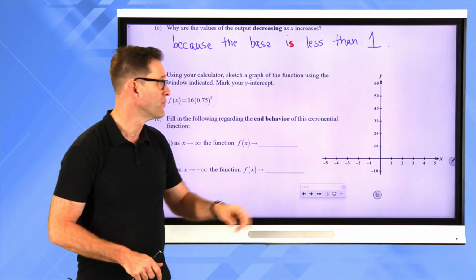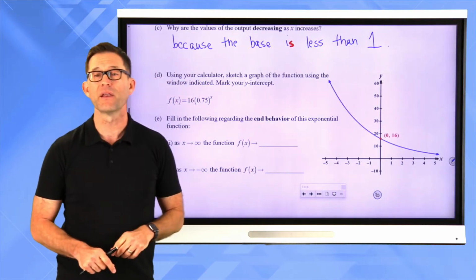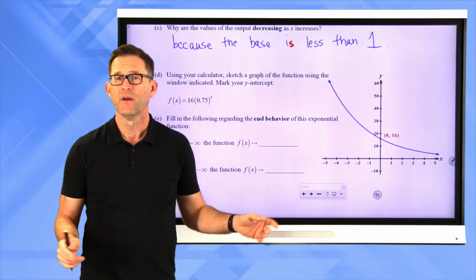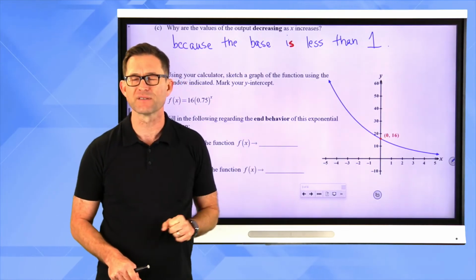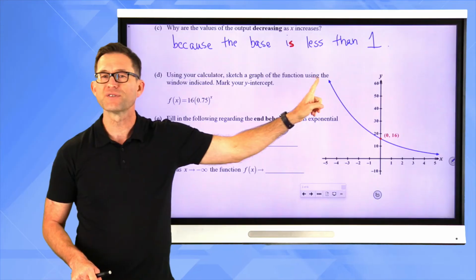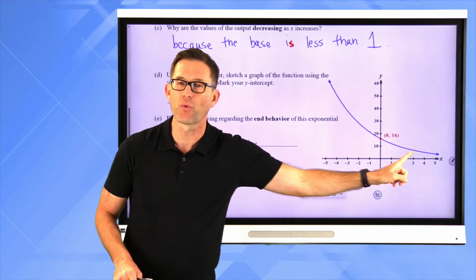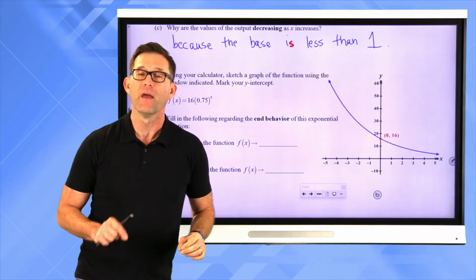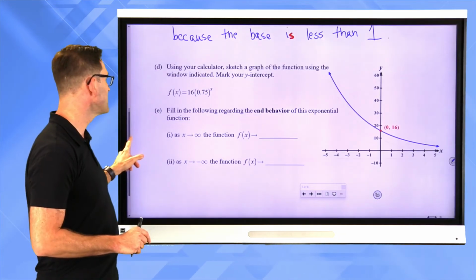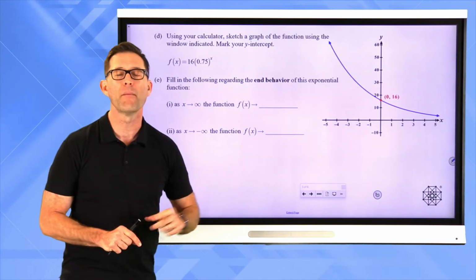All right, well, we're going to get a graph that kind of looks a little bit like that. Awesome. Here's our y-intercept at 0, 16, or if you just wrote down 16, that's fine. We also see that moving from left to right, this function is now always decreasing. And that will then allow us to answer the same question that we did before about end behavior.